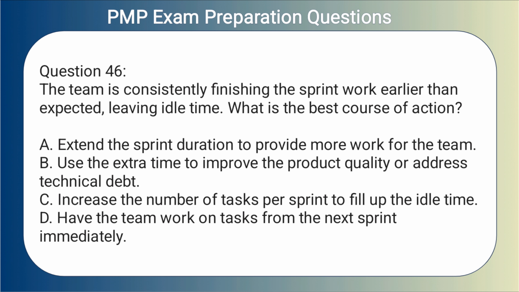Question 46. The team is consistently finishing the sprint work earlier than expected, leaving idle time. What is the best course of action? A. Extend the sprint duration to provide more work for the team. B. Use the extra time to improve the product quality or address technical debt. C. Increase the number of tasks per sprint to fill up the idle time. D. Have the team work on tasks from the next sprint immediately.